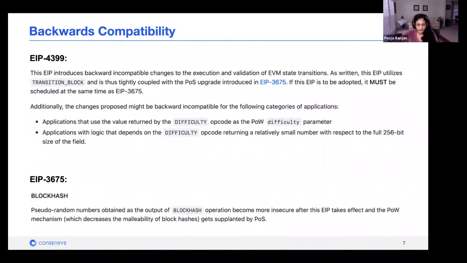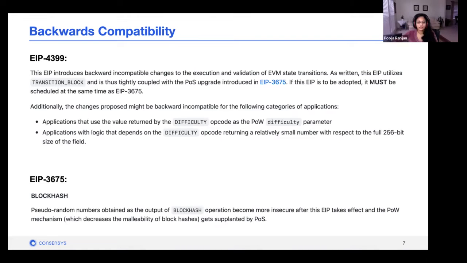But if your application uses block hash plus difficulty plus anything else to obtain the randomness, it will still keep functioning normally, and it will not be as malleable as if it was using only the block hash.